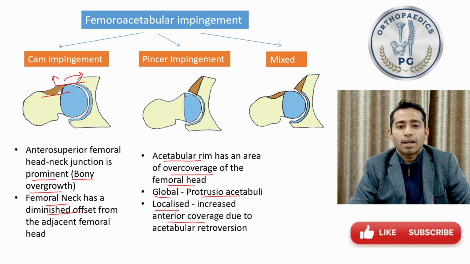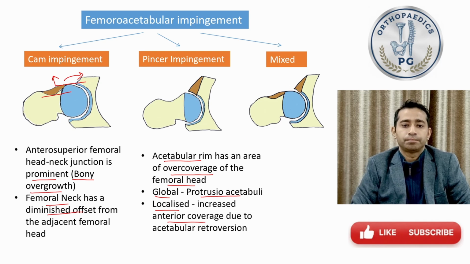So normally the acetabulum is anteverted. However, if there is a retroversion, this will lead to an anterior over coverage. The third type is a mixture of the cam and pincer impingement and is known as the mixed type.